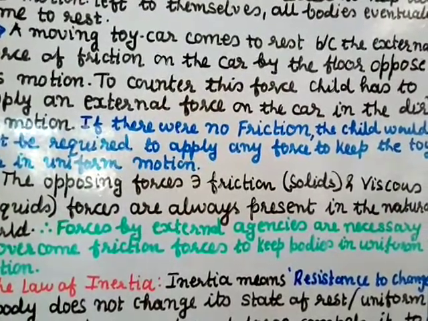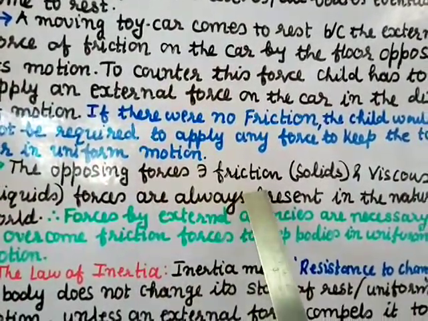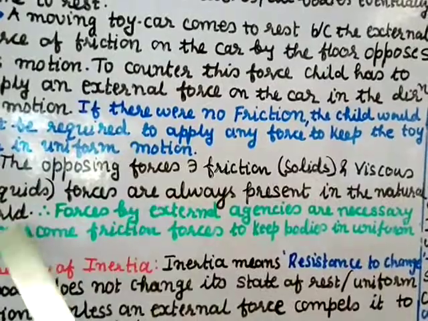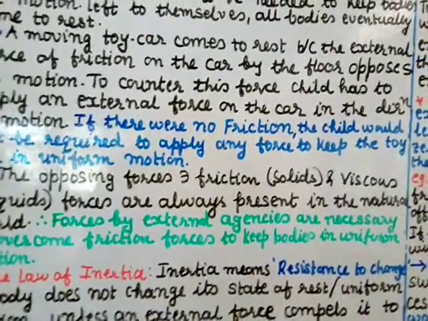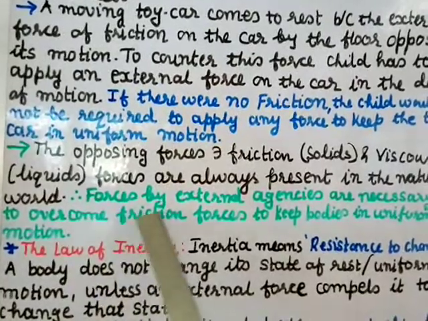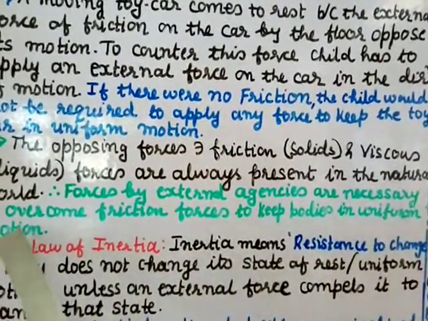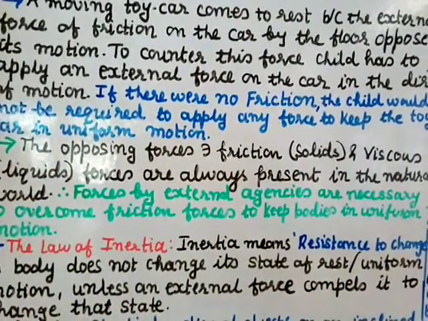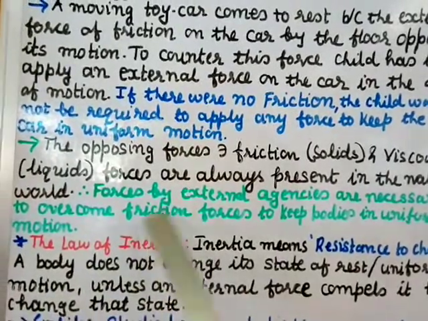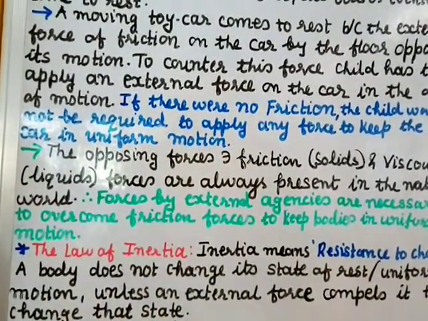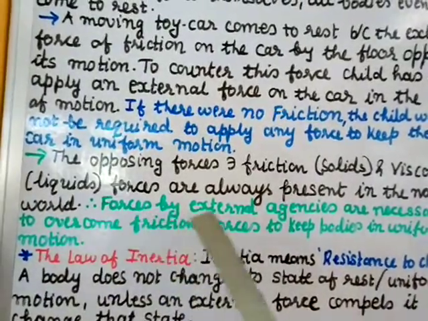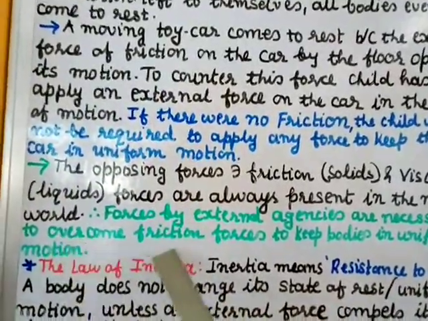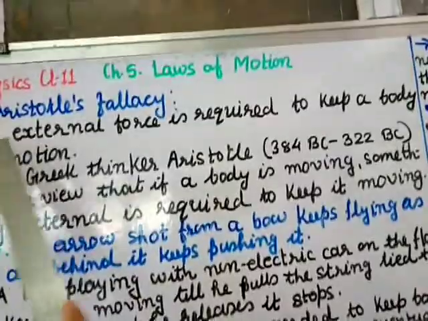It will continue. The opposing forces such as friction, for solids, and viscous forces, for liquids, are always present in the natural world. You can't avoid them. Therefore, forces by external agencies are necessary to overcome friction forces to keep bodies in uniform motion. So why do we apply the external force? Because to overcome the friction force which is always present in nature. That is why we apply the external force in order to keep the uniform motion, only to overcome the friction force. That is why what Aristotle said was wrong.